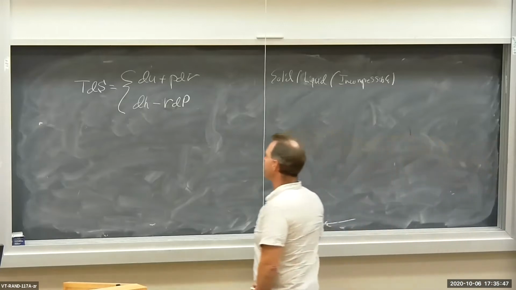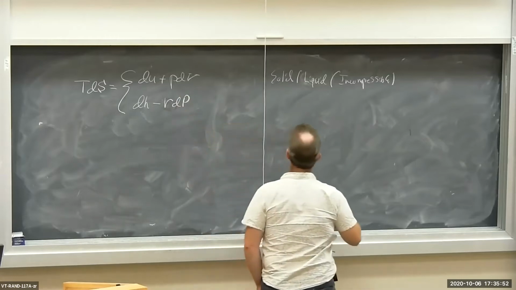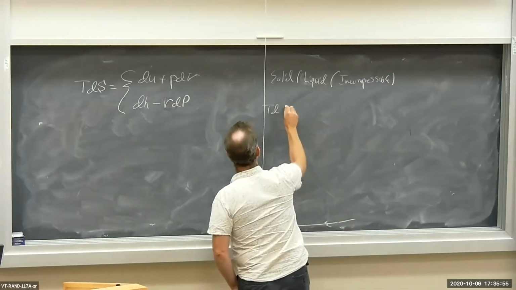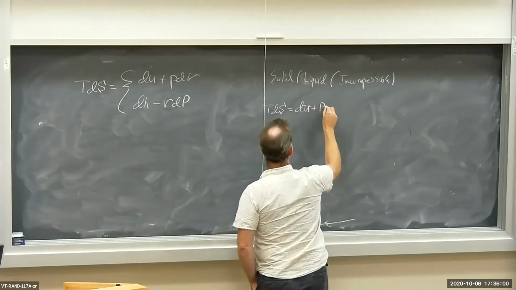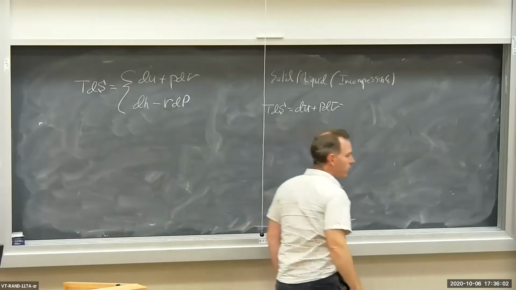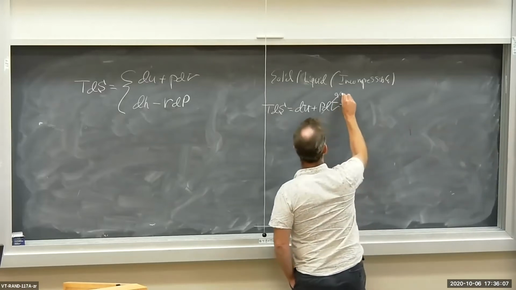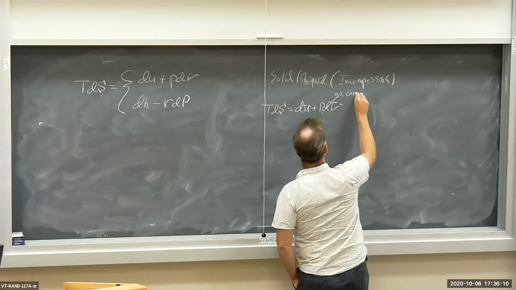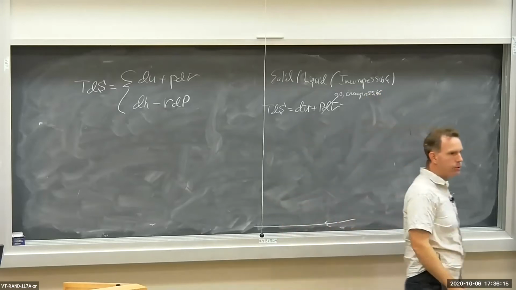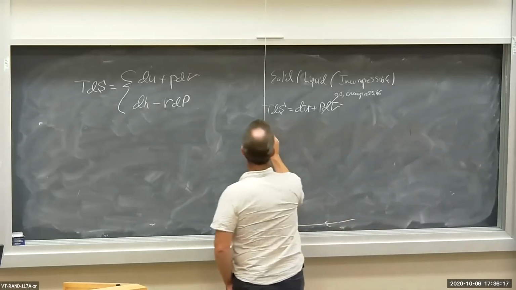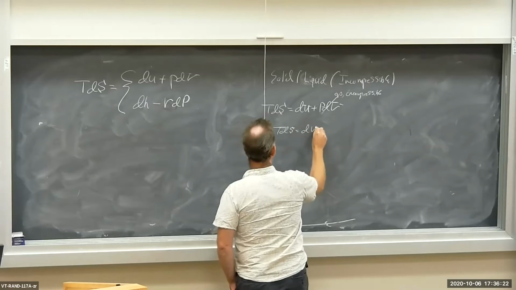So in that case, let me write the first version of the TDS equation. So we have TDS is equal to du plus PdV. Now, if it's incompressible, there's no volume change. So this term is equal to 0 because we're incompressible. So that goes away. And so I'm left with TDS is equal to du.